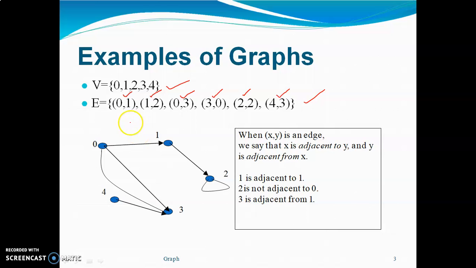Based on this representation we can draw a graph like this. 0 to 1 there is one edge, 1 to 2 another edge, 0 to 3 an edge, 3 to 0 an edge, 4 to 3 an edge, and 2 to 2 one edge. So we have six edges here. Whenever there is a direct edge from one vertex to another vertex, that is called adjacent. That is, the second vertex is adjacent to the first vertex.